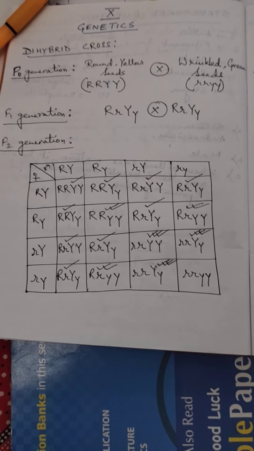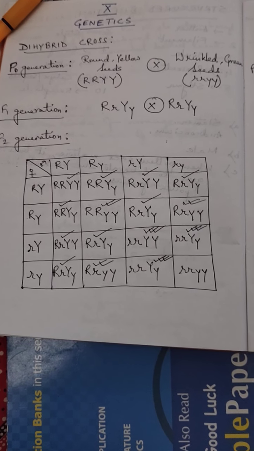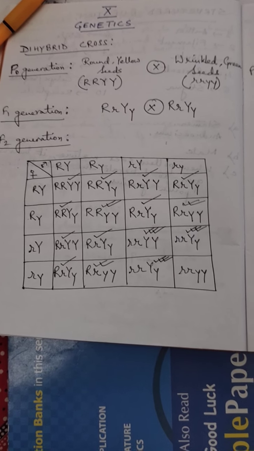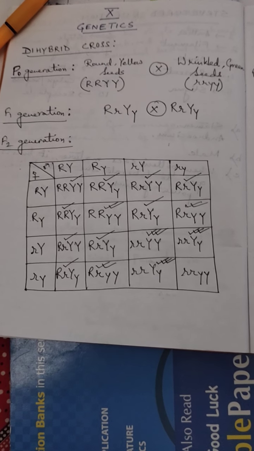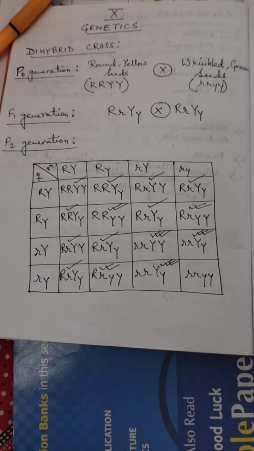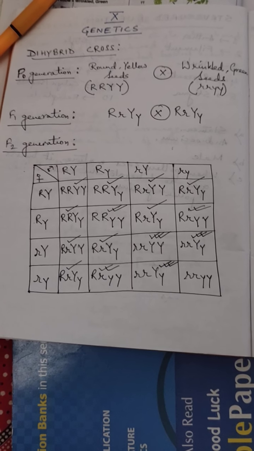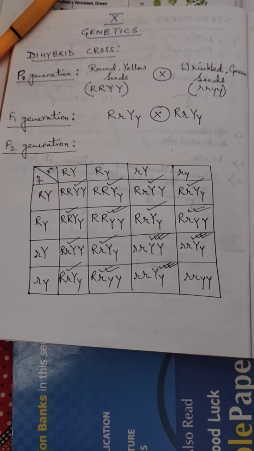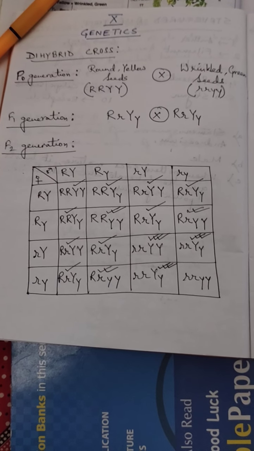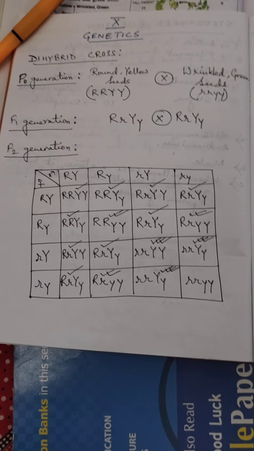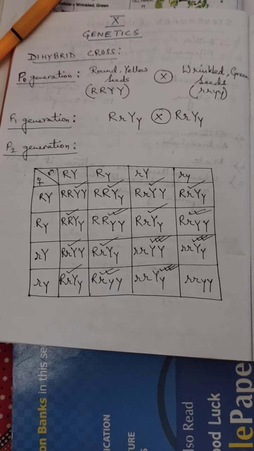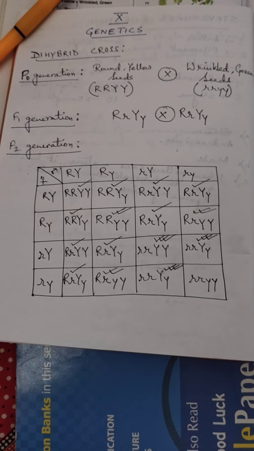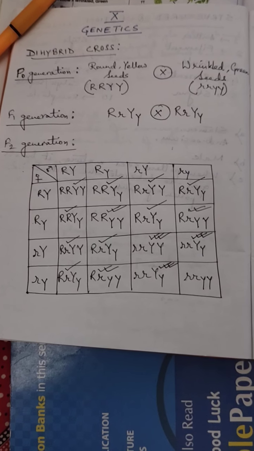Okay, capital R capital Y, capital R capital Y, we have taken 1, 2, 3, 4, 5, 6, 7, 8, 9. You can see there are 9 single ticks. Please see properly. We have got capital R, capital Y genetic constitution in 9 allelic combinations. Okay, so there are 9 round yellow seed pea plants we are getting in the offspring. Clear? So the first ratio is 9.